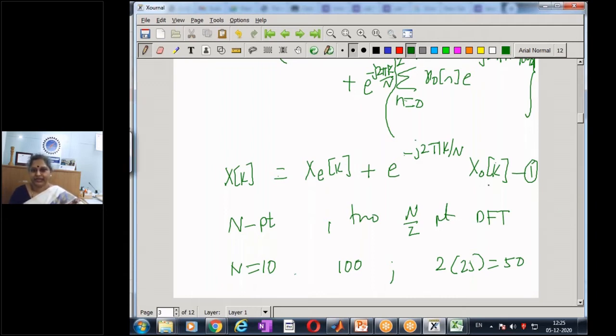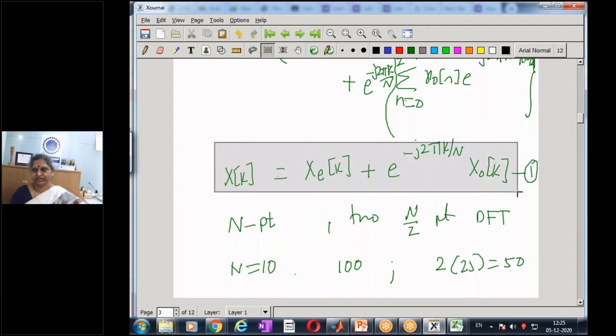So let us now try to understand this expression that we have got. Let's try to understand this result by taking a value of N.